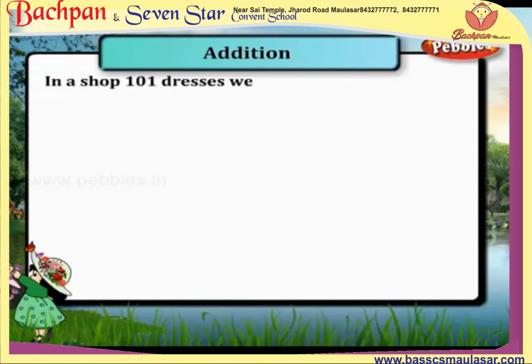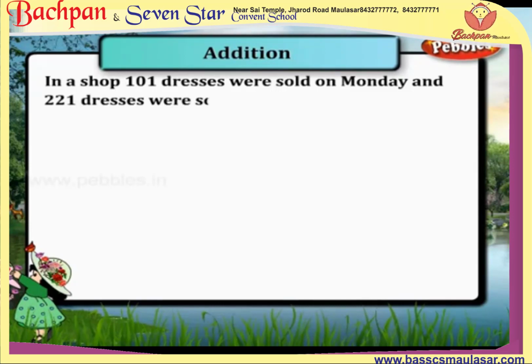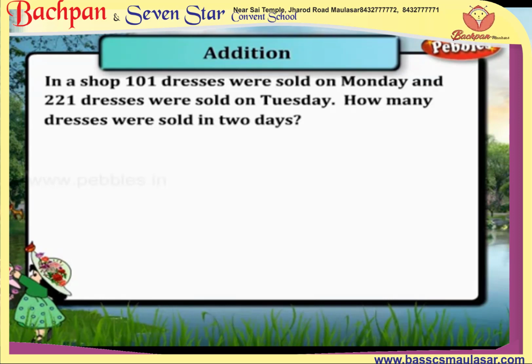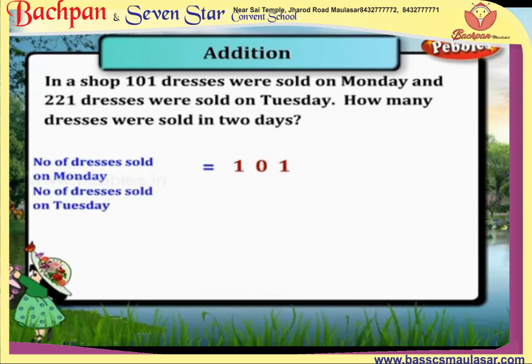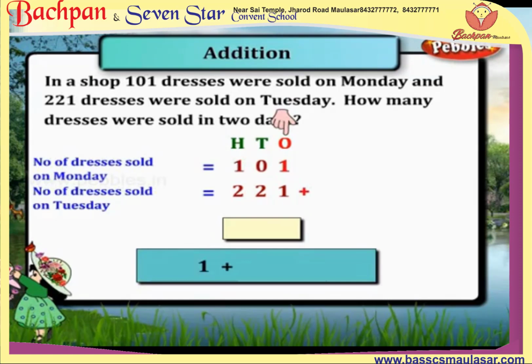In a shop, 101 dresses were sold on Monday and 221 dresses were sold on Tuesday. How many dresses were sold in 2 days? Number of dresses sold on Monday is equal to 101. Number of dresses sold on Tuesday is equal to 221. Add the ones. 1 plus 1 is equal to 2. Add the tens. 0 plus 2 is equal to 2. Add the hundreds. 1 plus 2.